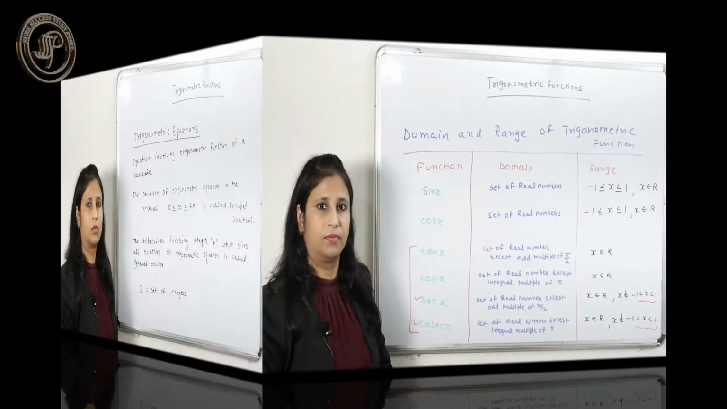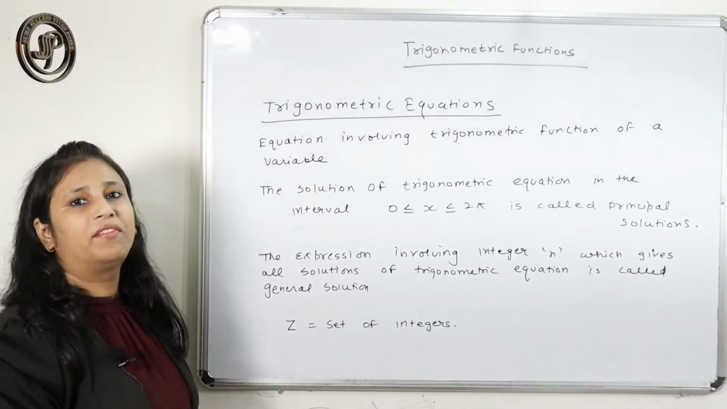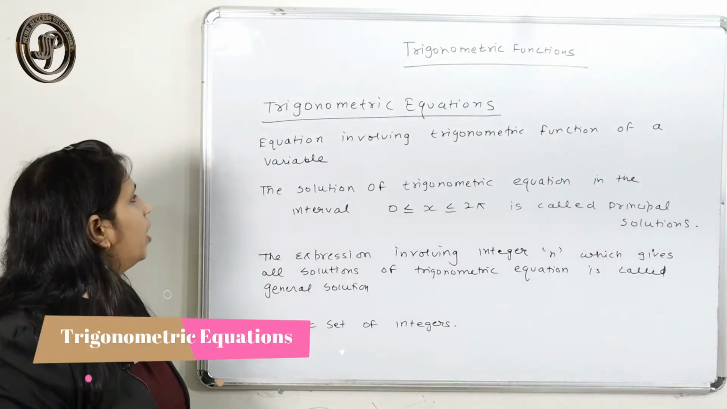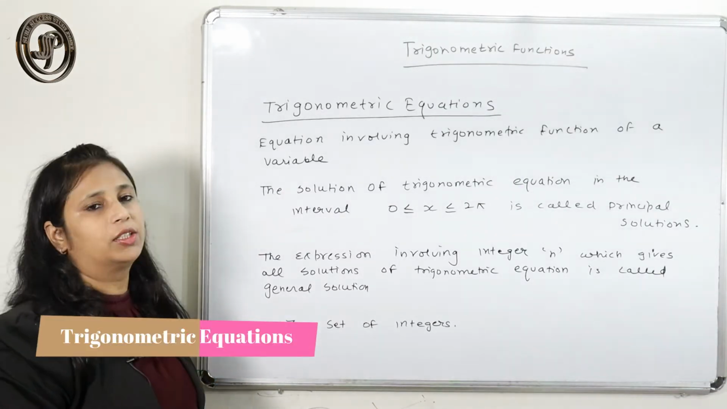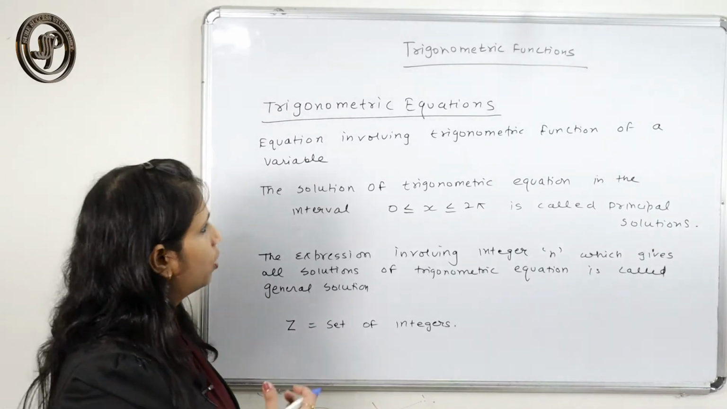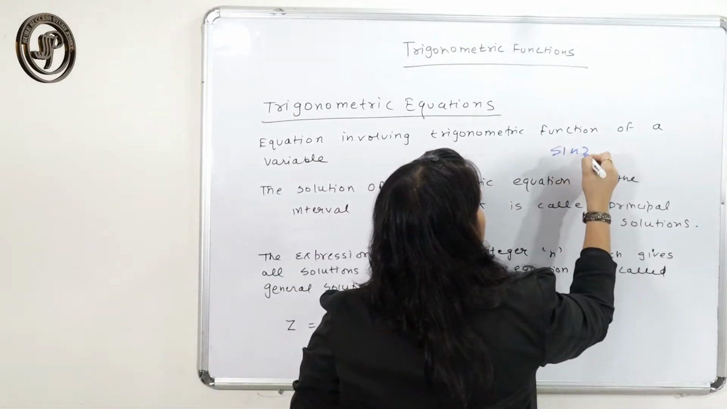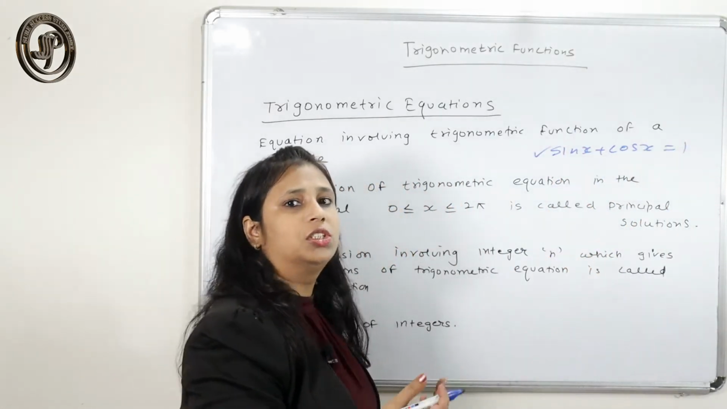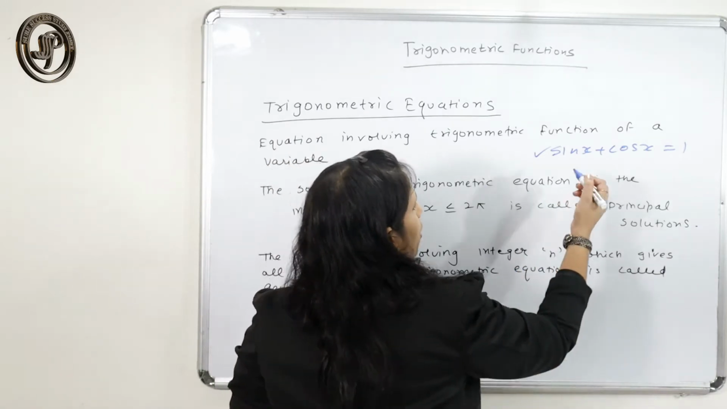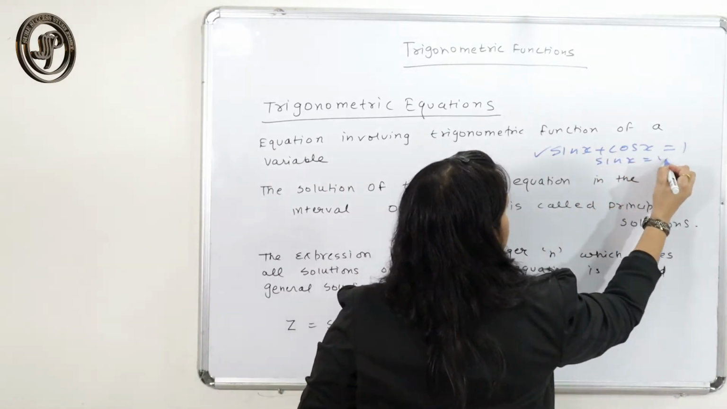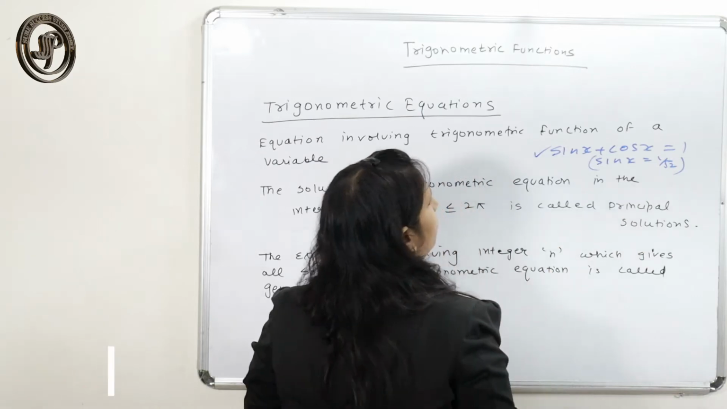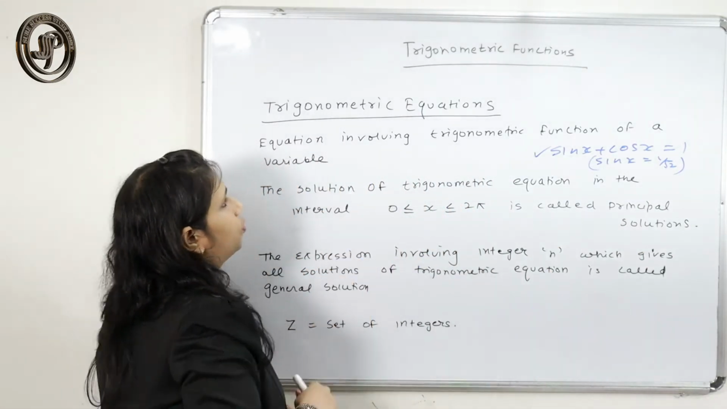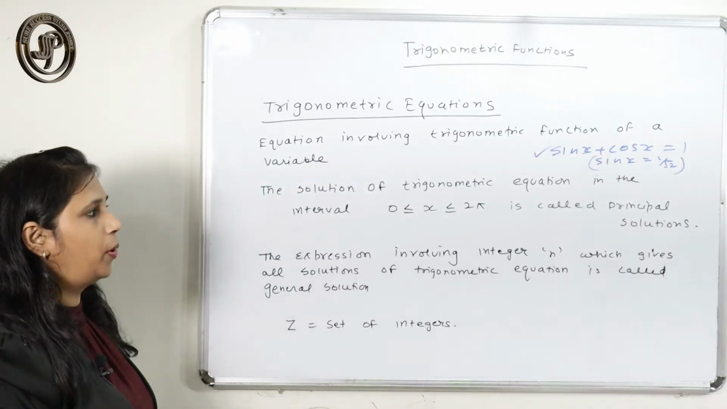So what is a trigonometric equation? An equation involving trigonometric functions of a variable is called a trigonometric equation. For example, suppose I write sin x plus cos x is equal to 1. So this is your trigonometric equation. Or if I just write sin x is equal to 1 by 2. If I write the trigonometric function in the form of an equation, that is called a trigonometric equation.